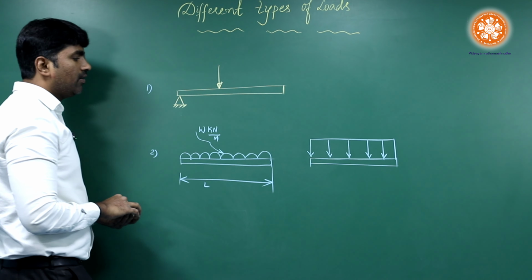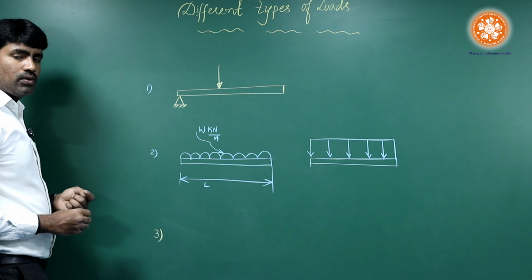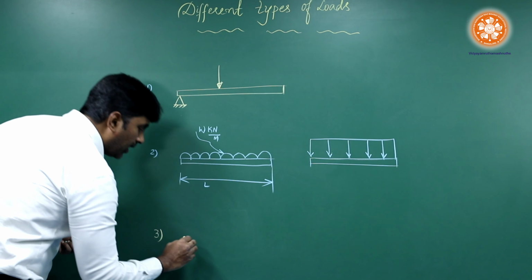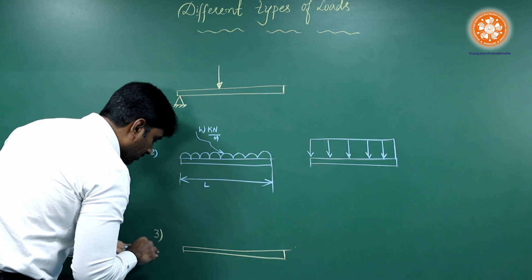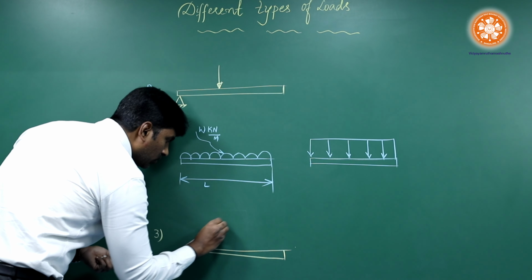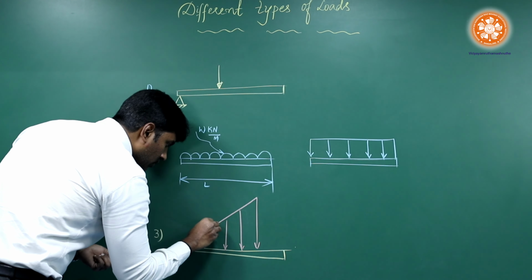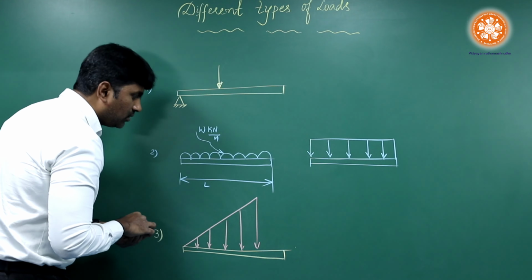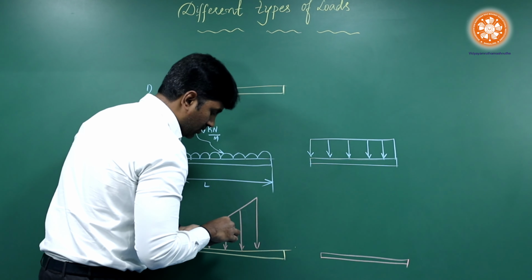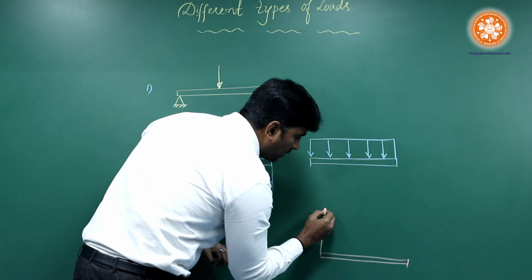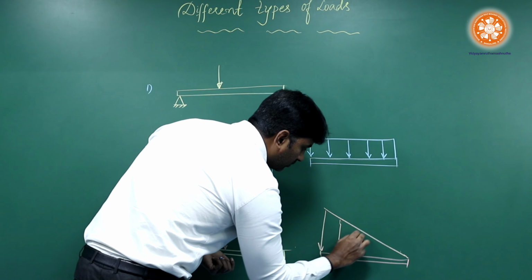Next, we have uniformly varying load, which is also known as a triangular load. As the name indicates, the load uniformly varies from 0 to the maximum intensity. Or we have one more option. If this is a beam, from the maximum intensity, the load can deplete to 0.